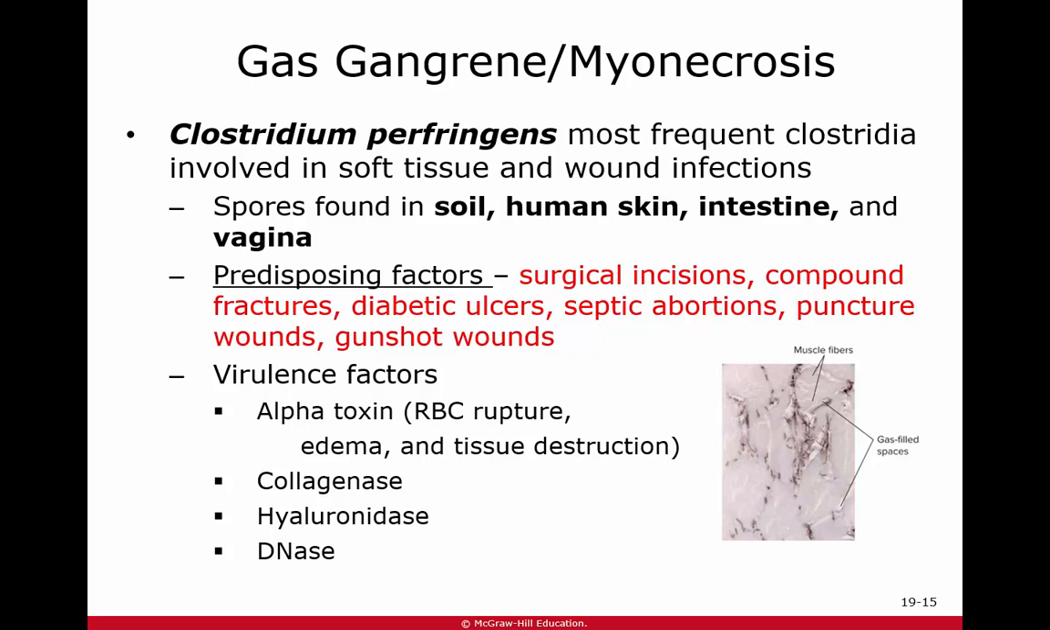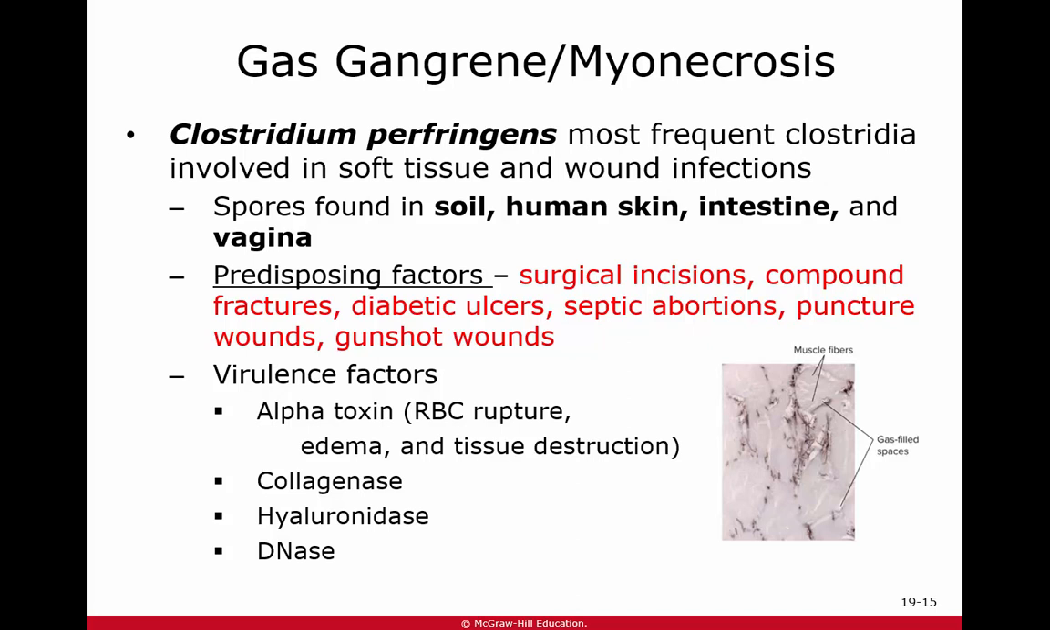Okay, Clostridium perfringens. This is the most frequent Clostridia found. It is typically going to be in your soft tissue or wound sites. It can be found in soil, and on human skin, intestines, and vagina. So what are some factors that make you more susceptible to Clostridium perfringens? Obviously surgical incisions and compound fractures. Remember, compound means that the bone has actually punctured the skin, come out of the skin. Also diabetic ulcers, septic abortions, puncture wounds, and gunshot wounds.